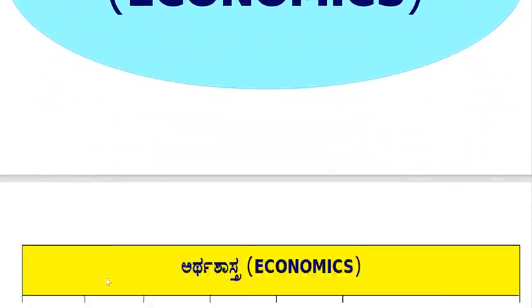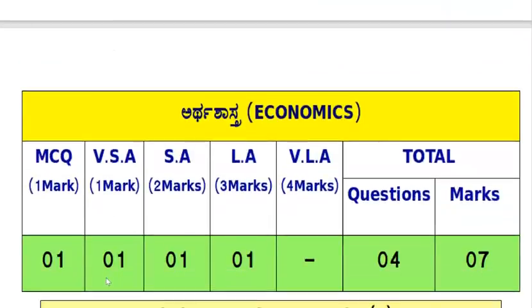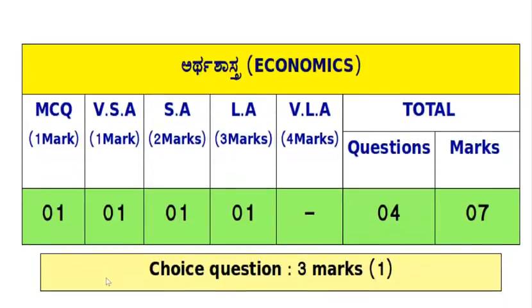Economics, Arthashastra. From the economics part, you can expect questions. Total 7 marks: MCQ 1 question, short answer 1 question, very short answer 1 question, short answer 1 question, long answer category 1 question, and chances are very less of asking 4 mark questions from economics. So total you will be getting 4 questions from all the chapters of economics, and marks will be awarded 7 marks. Choice question 3 marks. In 3 marks you may expect 1 question for choice from economics chapters.